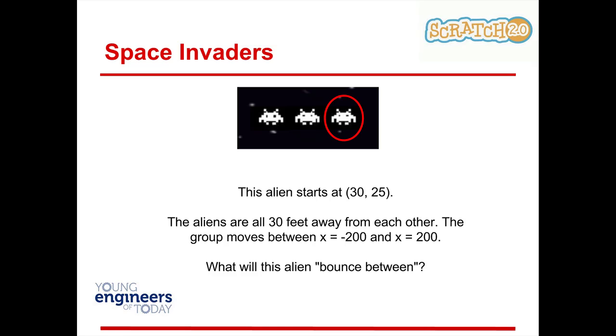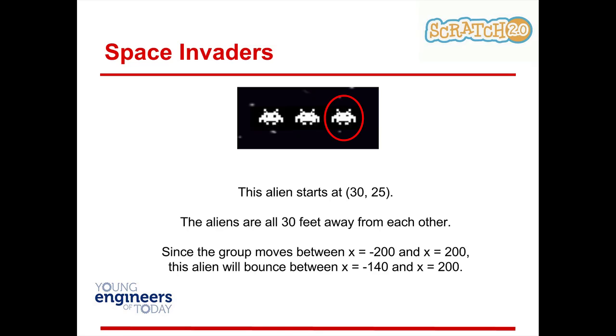The third alien starts at 30.25. The aliens are all 30 feet away. The group moves between -200 and 200. What is the alien bounce here? Since the group moves between -200 and 200, the alien bounce will be -140 to X is 200. So X will be -140 on the left, 200 on the right.